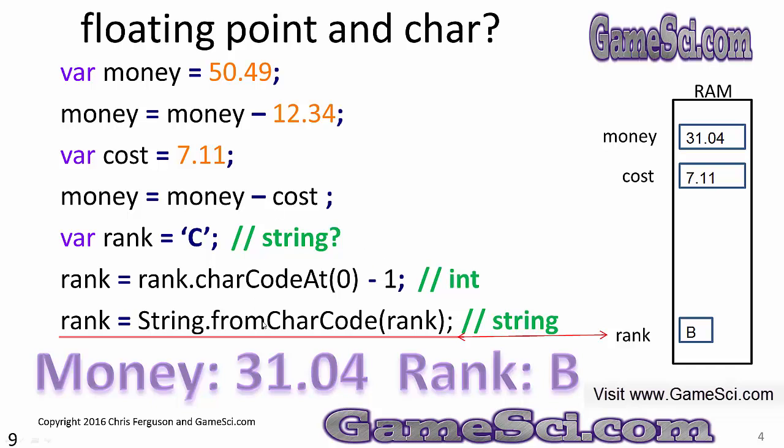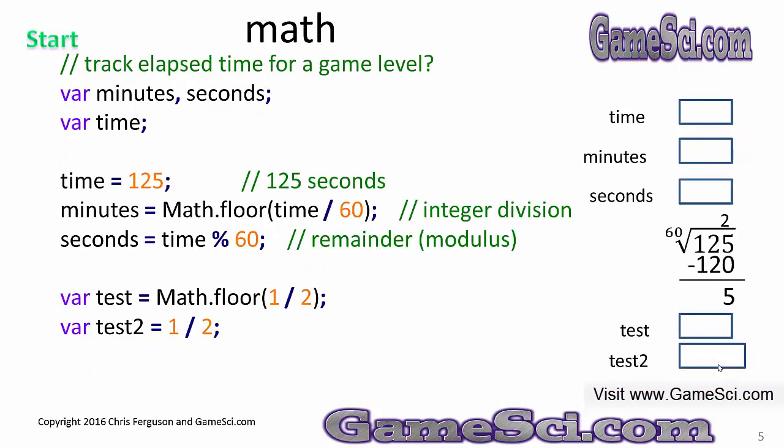And you can see the screen is now updated. I have 31.04 in the money variable. I have a B in the rank variable. That's showing the people on the screen what their current values are. Let's do some math in JavaScript and see how it works.